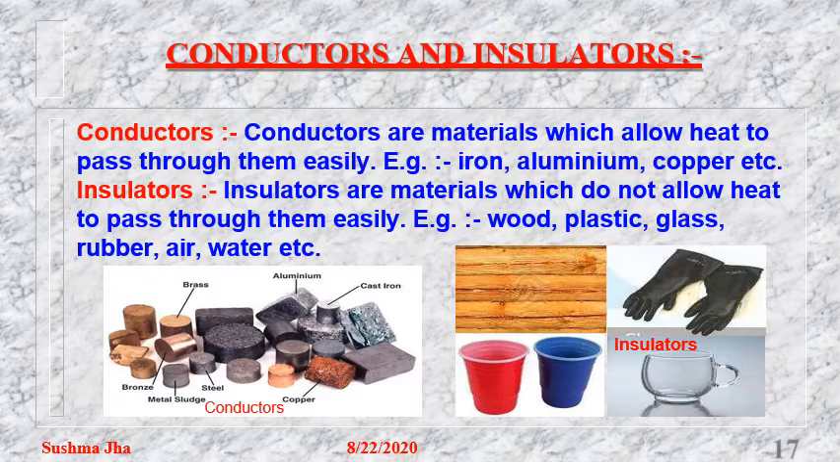So let us talk about conductors and insulators. What are conductors? Conductors are materials which allow heat to pass through them easily. Examples: iron, aluminium, copper, etc. Or you can say most all the elements or metals. Insulators are the materials which do not allow heat to pass through them easily. Examples: wood, plastic, glass, rubber, air, water, etc.